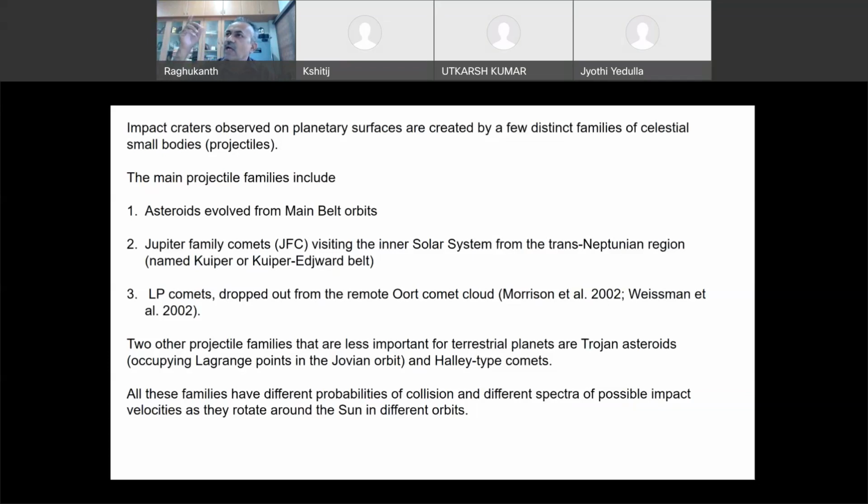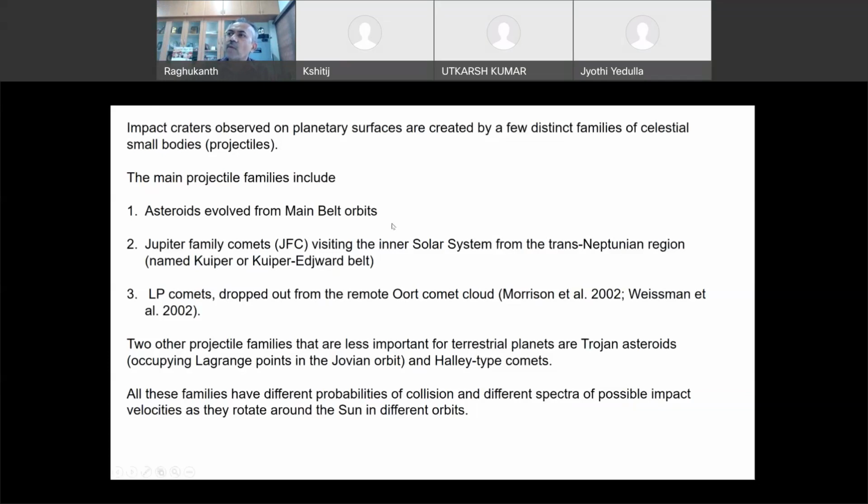Now at the Lagrange points, from Jupiter to Earth, many things will be there. There we also have these Trojan asteroids sitting there, and Halley type comets, which are long period. They are there too, but they are not so important for our planets. All these things have their own probability.